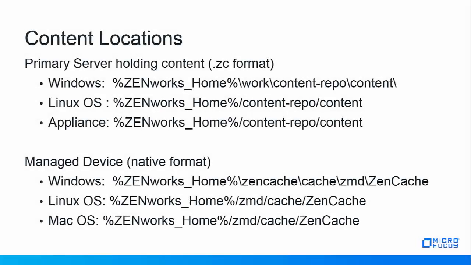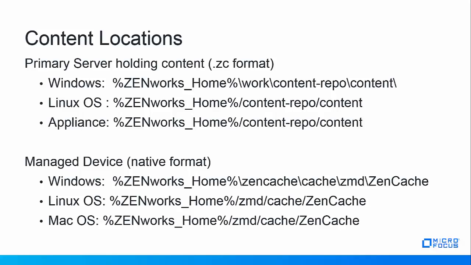Content locations. On the Windows primary server, you can find the content in .zc or ZENworks compressed format in the ZENworks Home\work\content-repo\content directory. For Linux and appliance primary servers, the content is a little bit different. It's in the ZENworks Home/work/content-repo/content directory.